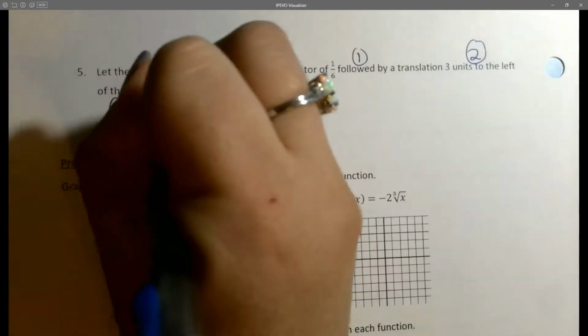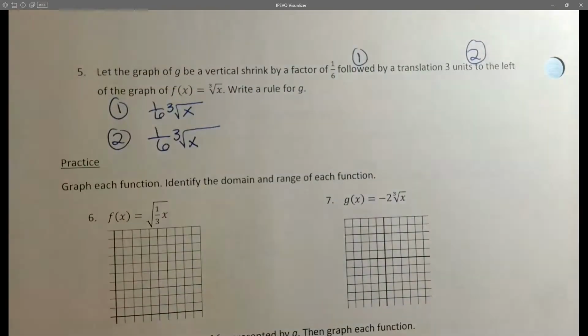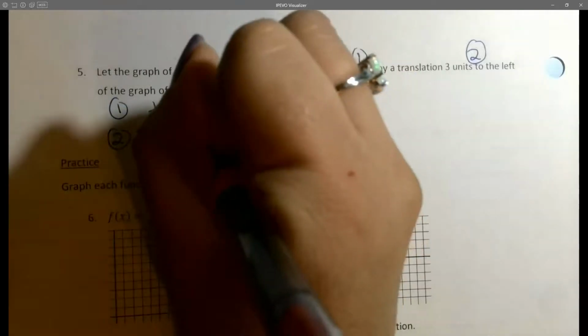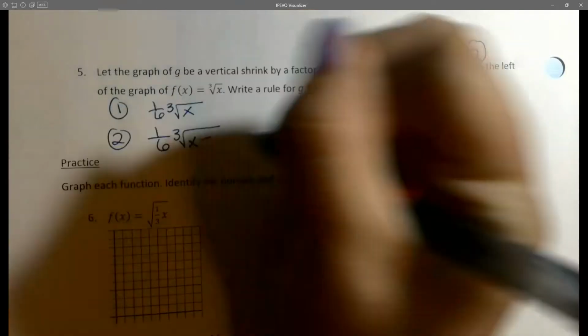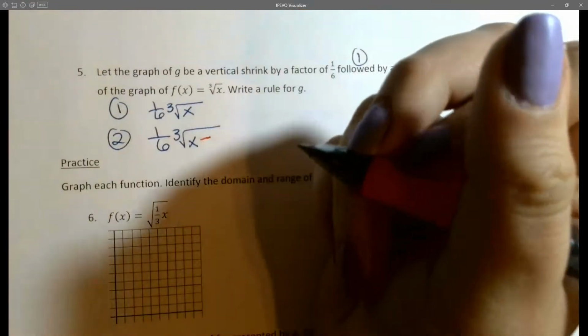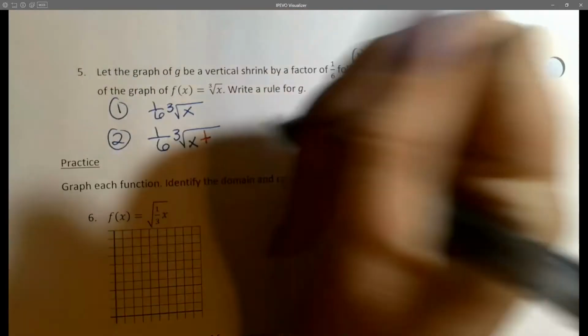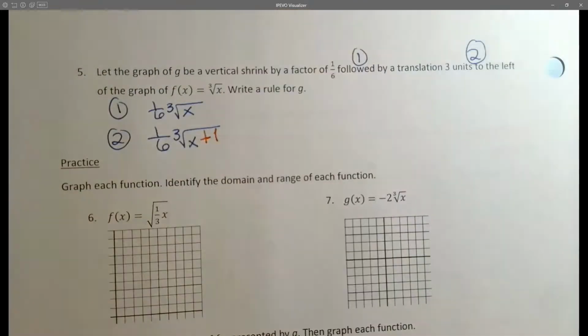So I keep the part I changed in the first part. And then remember, left and right go inside the parentheses, opposite the signs. I will write this in a different color to show you. So left is normally negative. So I want to make that a positive under the radical. And then this was 3, not 6.